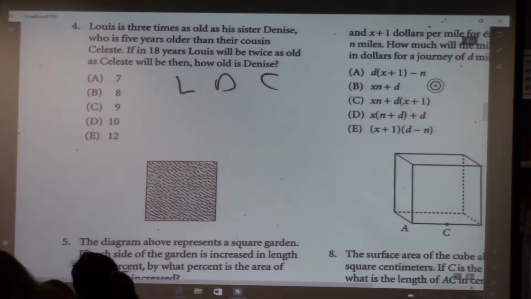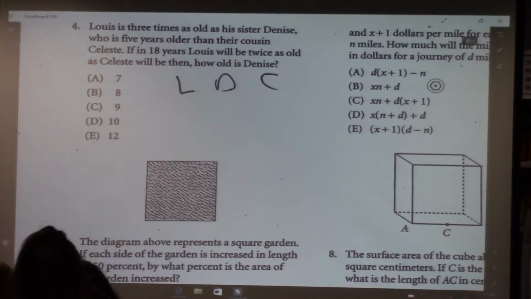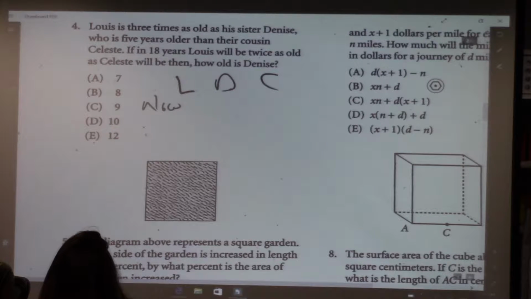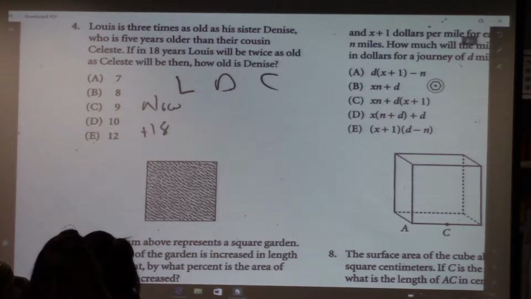And then we have, if in 18 years, so we have now, and then we have plus 18. Is everyone with me so far? Handwriting is awful, this is not doing justice.